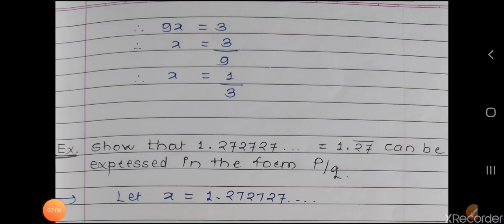So we get 9x, which is equal to 3. If we divide both sides by 9, we get x is equal to 3 upon 9. Therefore x is equal to 1 upon 3. So this is the form of P by Q. So we express the number in the form of P by Q.